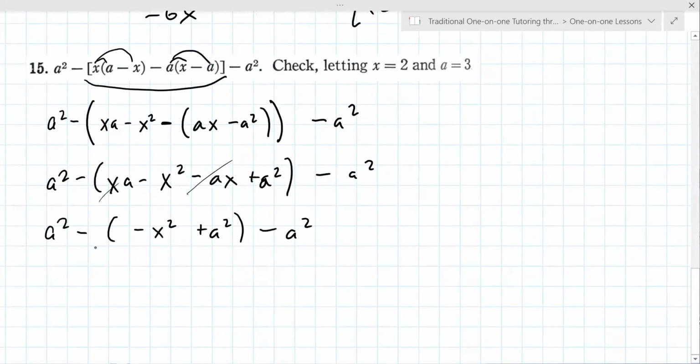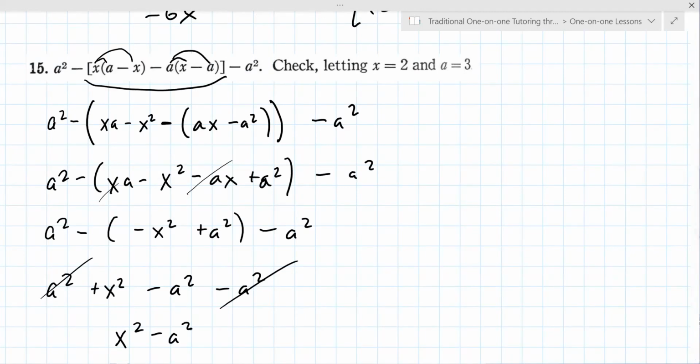And then you distribute in this negative. So you get a squared plus x squared minus a squared minus a squared. And then you can choose which ones you cancel, but it becomes x squared minus a squared. And that's the end of that group.